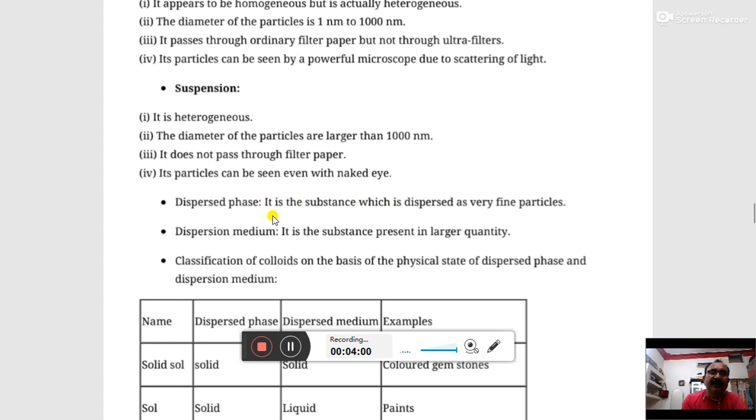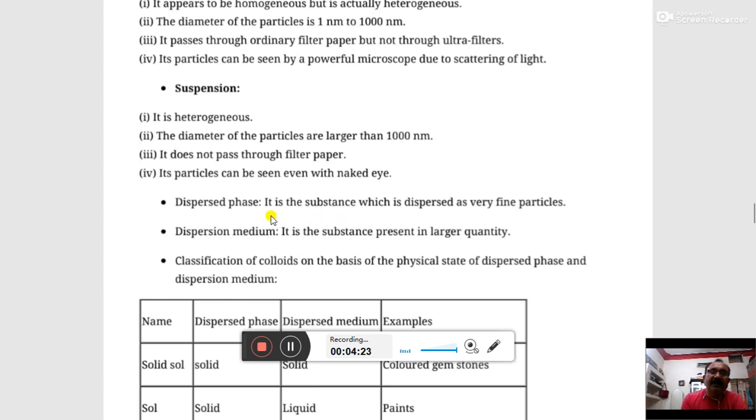Colloid solution has two different phases, or two different components. One is called the dispersed phase and the second is the dispersion medium. What is meant by the dispersed phase? Just like the solute particle, which dissolves in any solvent and forms the solution.